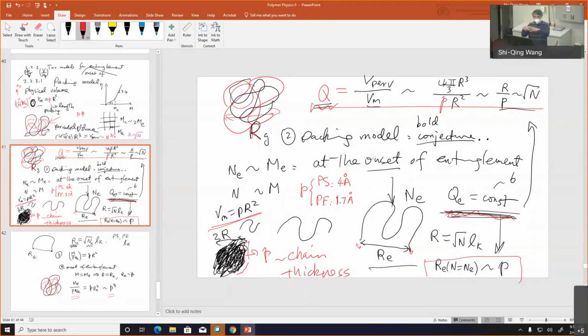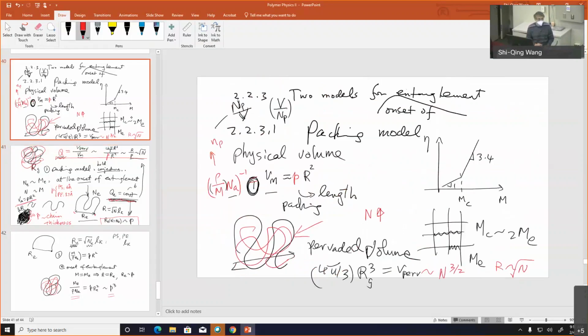When I pick that molecular weight, there will be 6 chains in my own pervaded volume. Yeah? Because that's a crucial concept. Because entanglement means at least ME. In fact, at least 2 ME. And everything speaks relative to that.